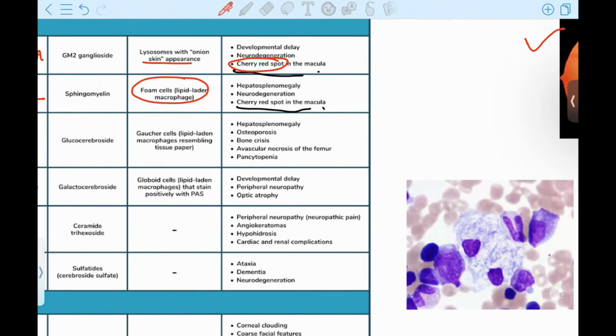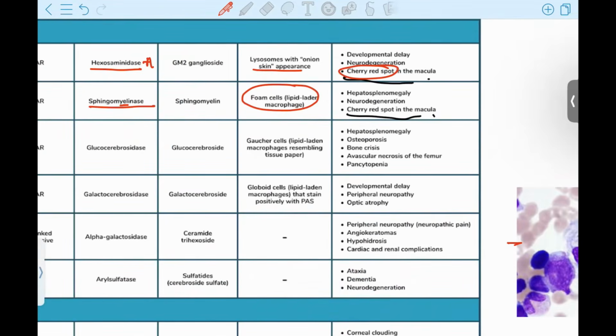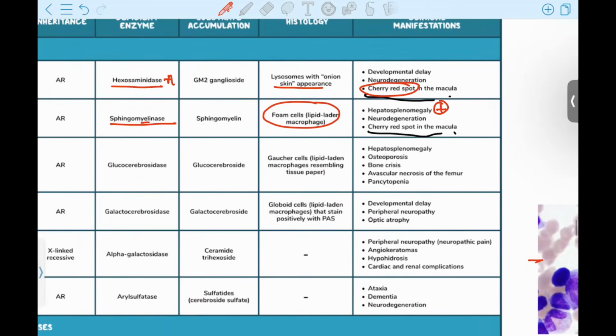This is for the Gaucher disease, sorry. So the foam cells will be present on the histology of the sphingomyelinase deficiency of Niemann-Pick disease. And these patients are associated with hepatosplenomegaly. Whereas Tay-Sachs disease does not have hepatosplenomegaly. And the cherry red spot is present in other diseases also, but the most common is Tay-Sachs only.